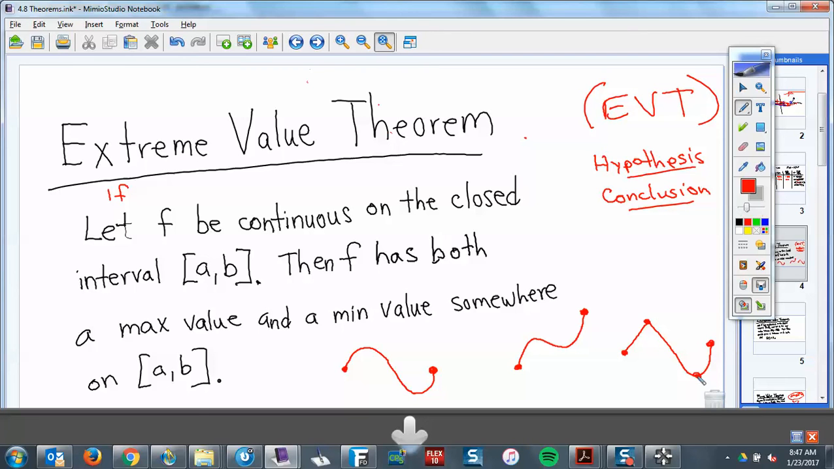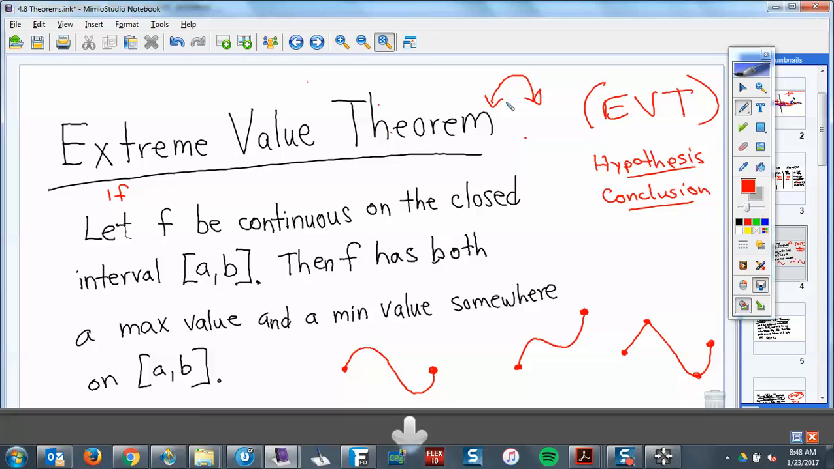This just says if the function's continuous and you have endpoints, closed interval, then there has to be a max and a min. Now, we talked about problems where there might be a max but no min. What if you had a parabola like that? There's a max there, but there is no minimum on that. So doesn't that violate this theorem? Why not?